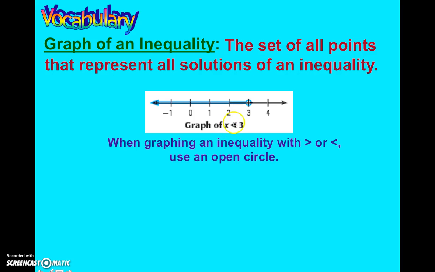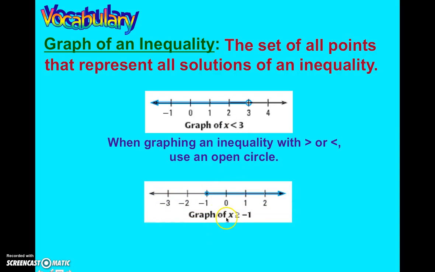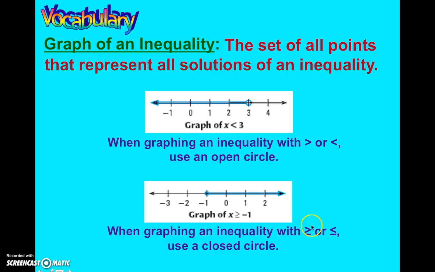Okay, notice this says x is less than 3. It's opening towards the 3, so 3 is greater than x, but we would read this as x is less than 3. Okay, look at this one. Graph of x is greater than or equal to -1. When graphing with greater than or equal to or less than or equal to, use a closed circle. So you might want to identify those: greater than, less than, greater than or equal to, less than or equal to.